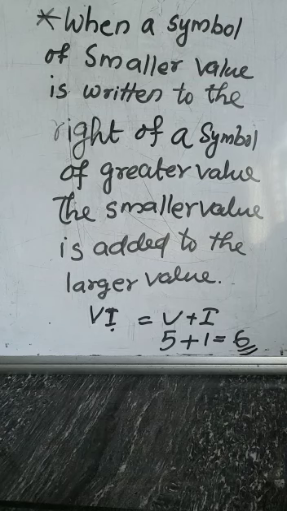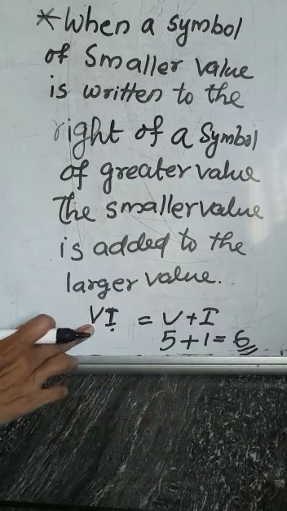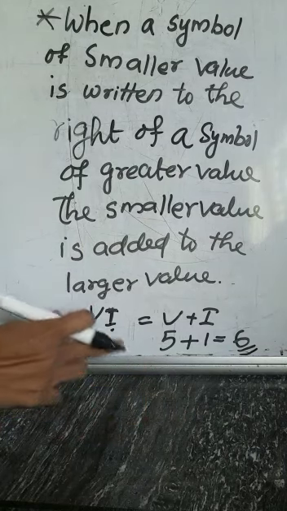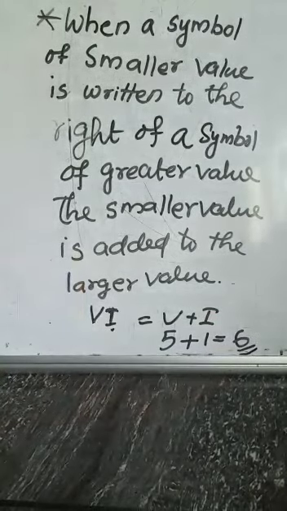Children, listen to one thing. When a symbol of smaller value is written to the right of a greater value, then the smaller value is added to the larger value.